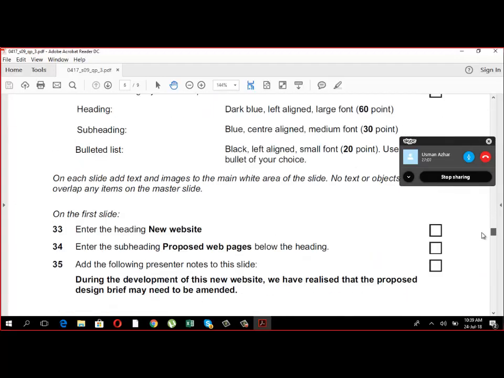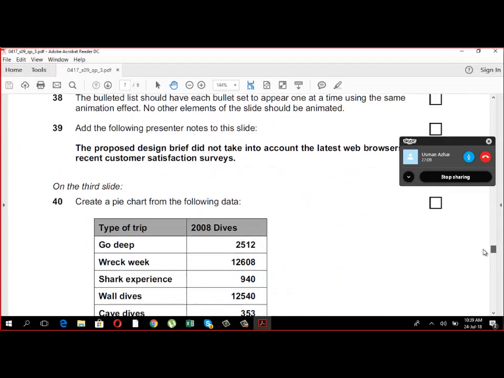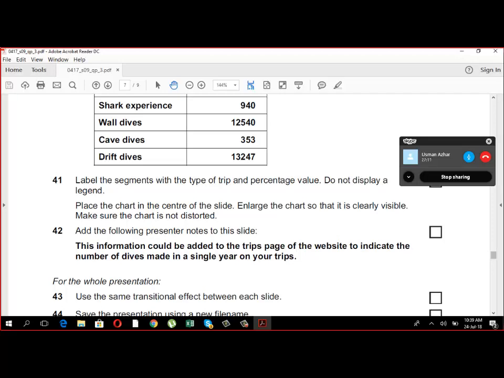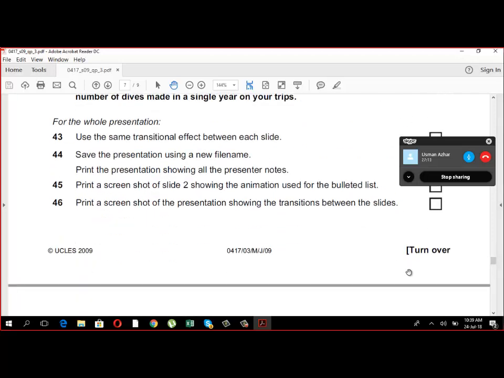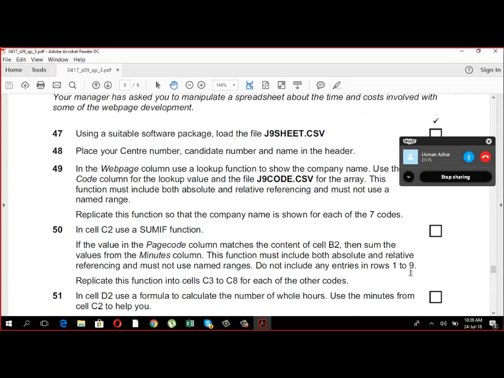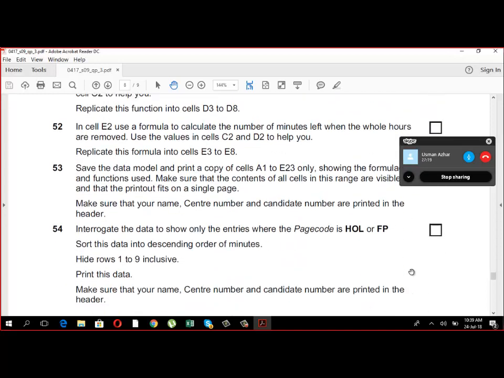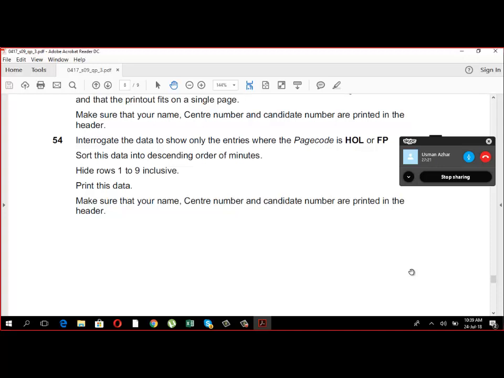Exam questions come from past papers, right? Yes, past paper. We're going to do a past paper. IGCSE. Yes, this comes under IGCSE.